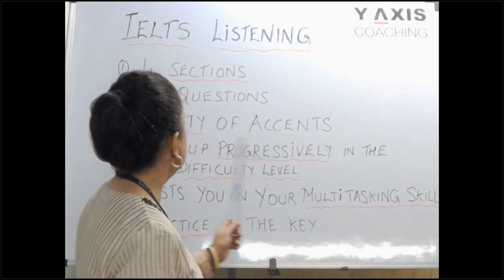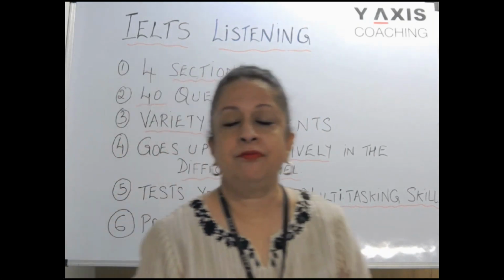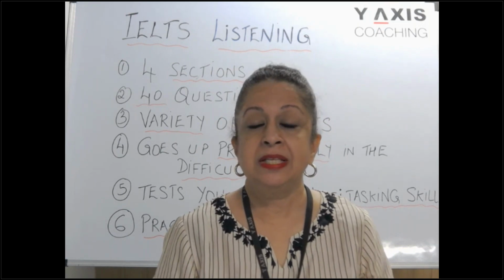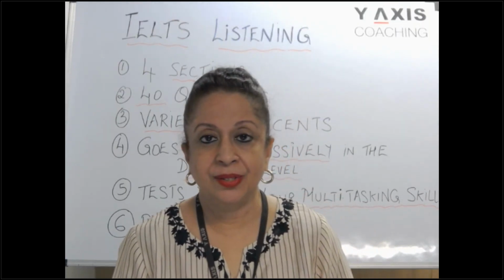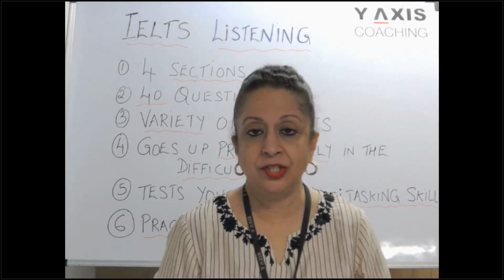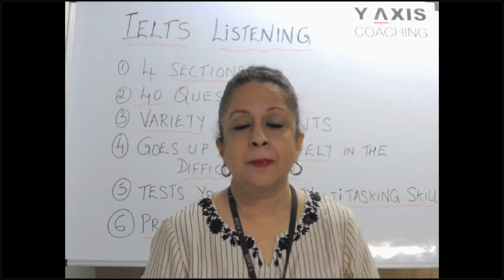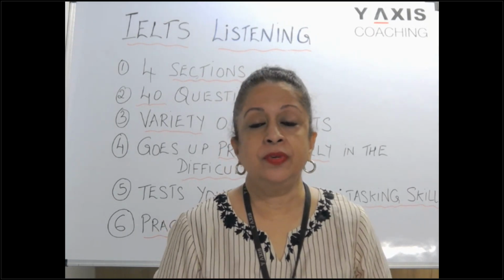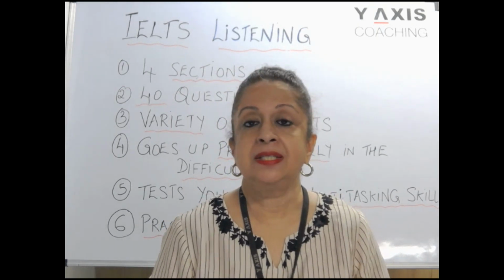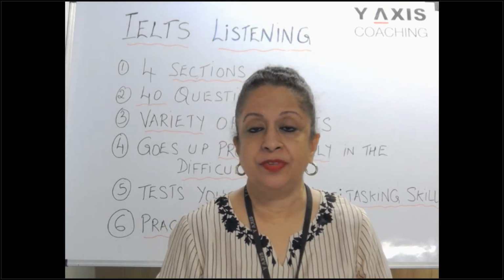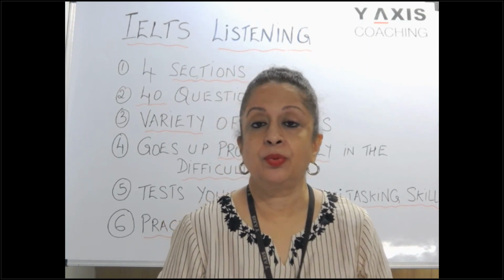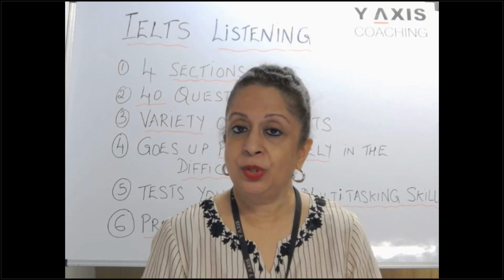The next point here is that the 4 sections go up progressively in the difficulty level. As mentioned earlier, section 1 will be the easiest in the difficulty level, and section 4 will be the most challenging in the difficulty level. Now, with practice, you will easily be able to get used to them and understand what exactly takes place in each of these sections. Section 3 and 4 are about university life, about what happens in universities in those countries.